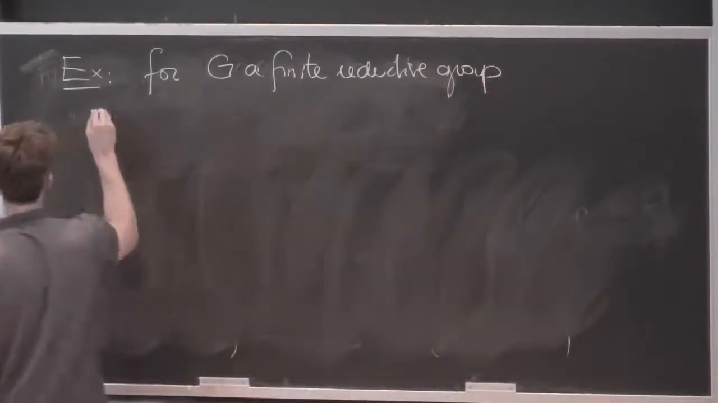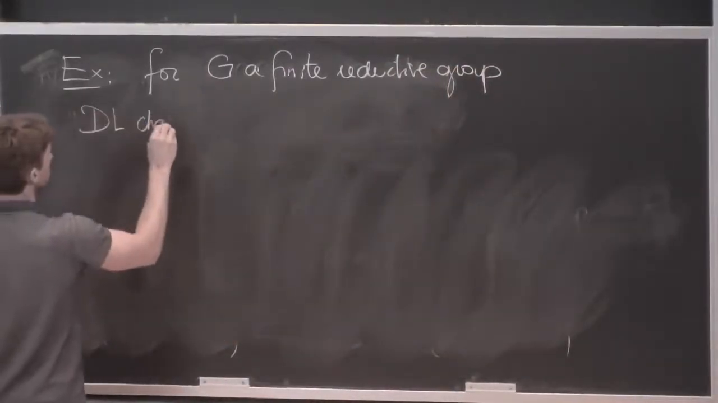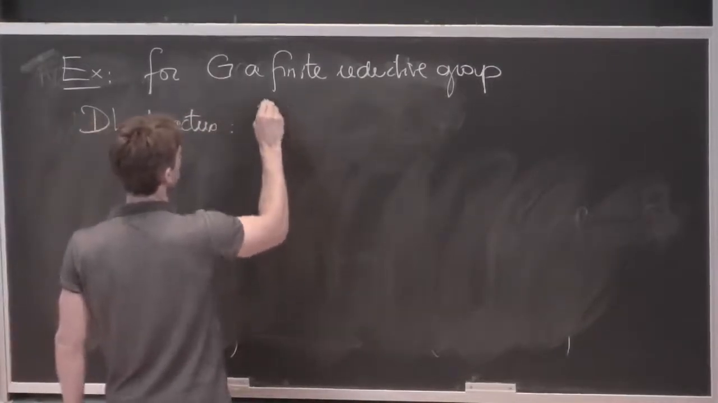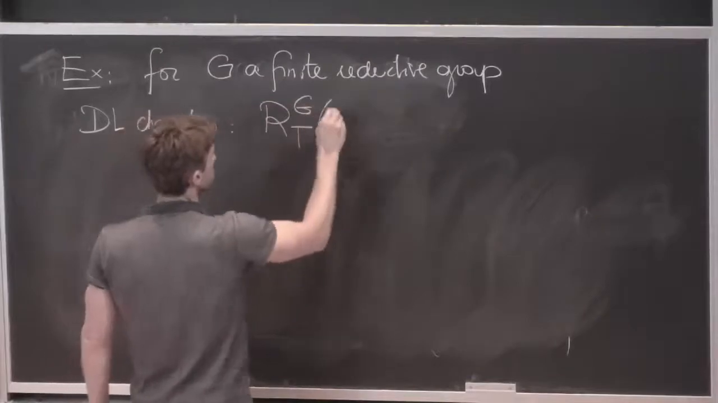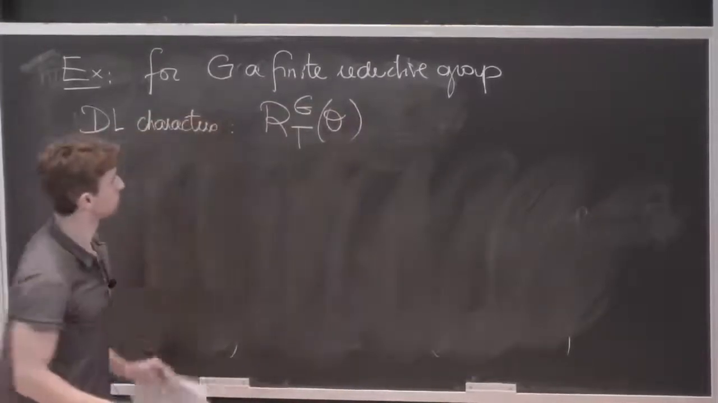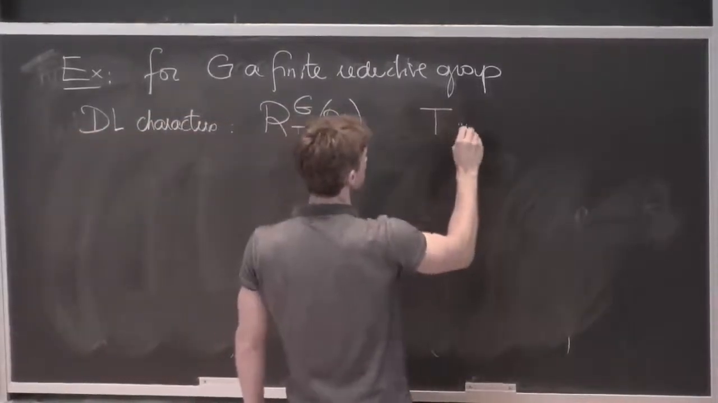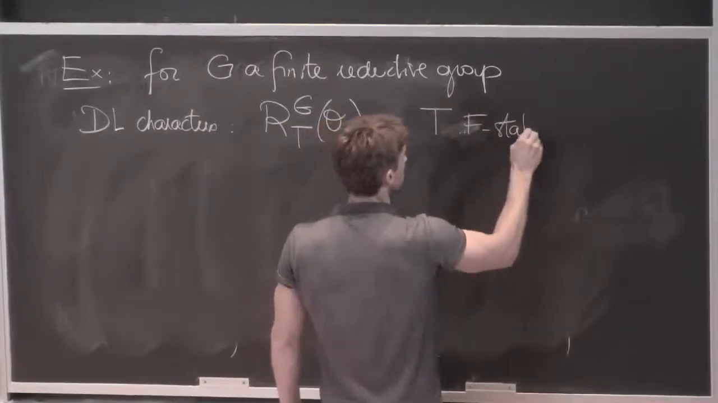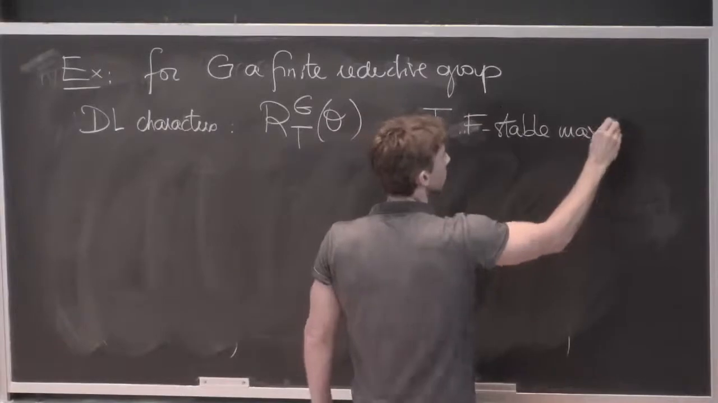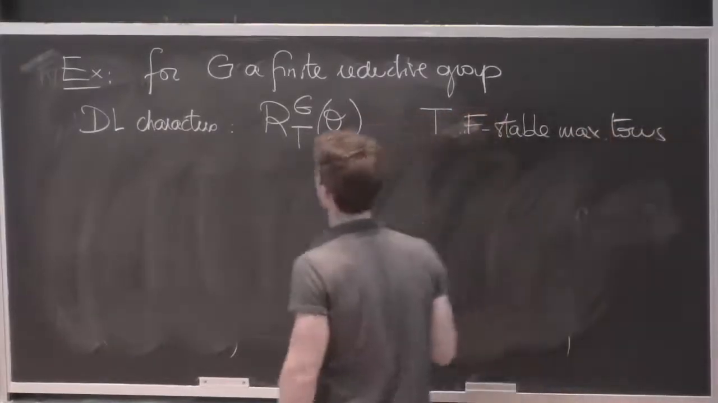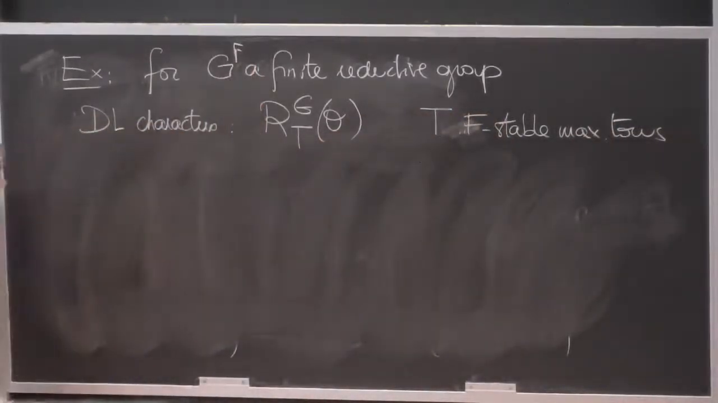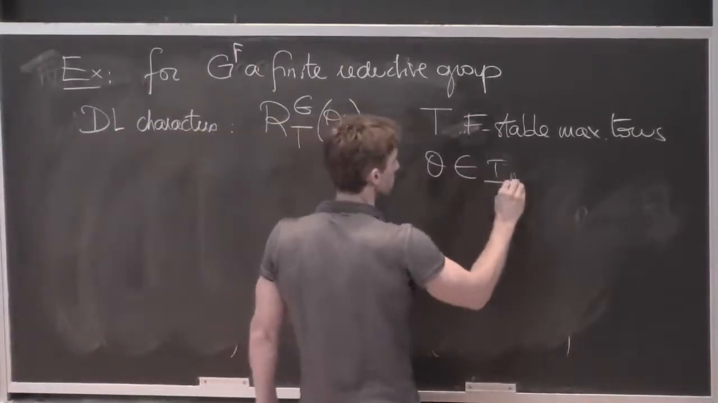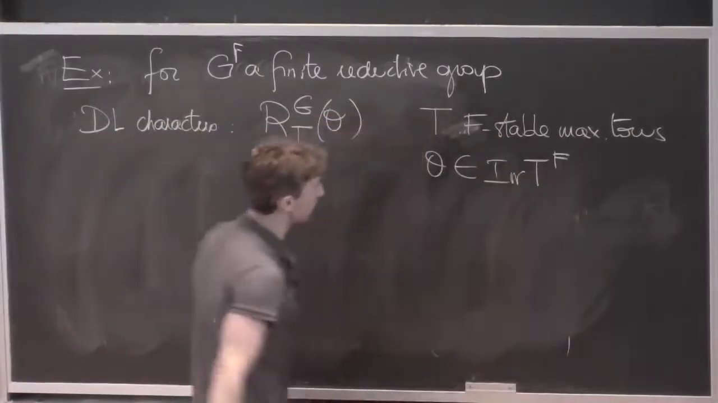we have these Deligne-Lusztig characters, which are defined in terms of the cohomology of some varieties. So you have T, which is a stable maximal torus. I should say that G^F now will be some finite reductive group. Theta is some irreducible character of the finite torus.